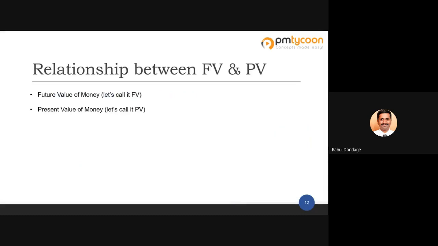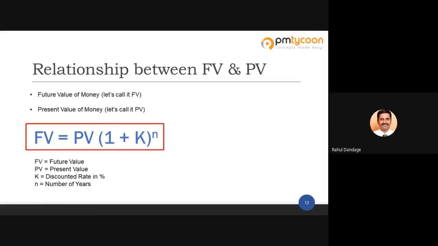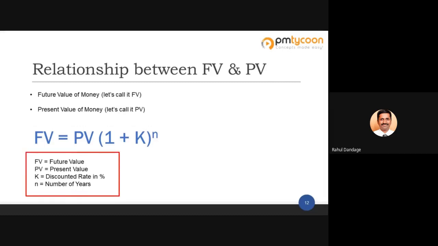Let's understand the relationship between the future value of money and the present value of money. Luckily, we have a formula for it, and the formula is FV is equal to PV multiplied by (1 plus K) whole power N. Here, FV means future value, PV means present value, K means discounted rate or the opportunity cost, and N means time.